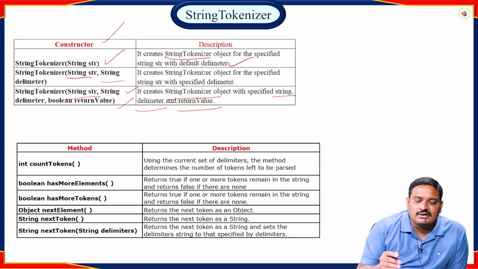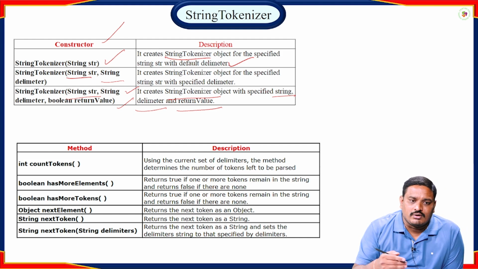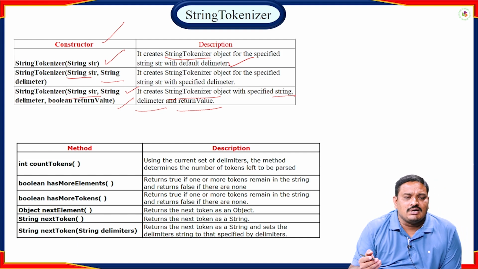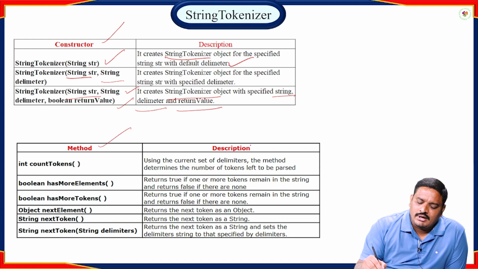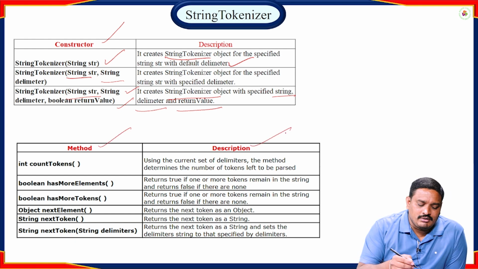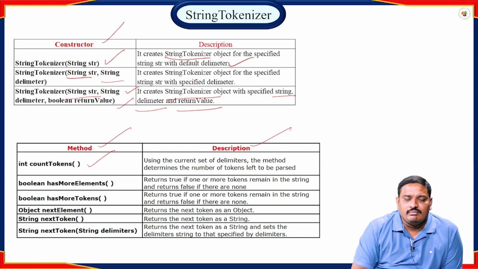Coming to the methods available in StringTokenizer, there are a number of methods. Methods and description, see one by one. The int countTokens method.